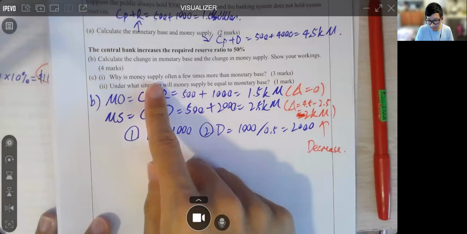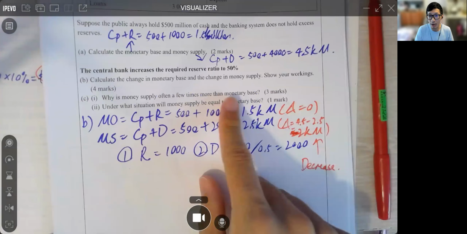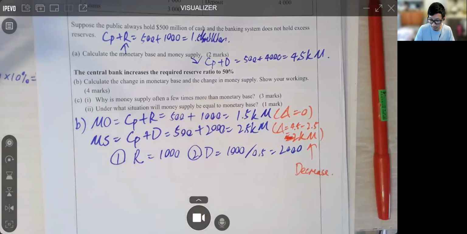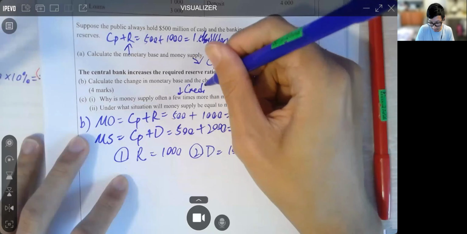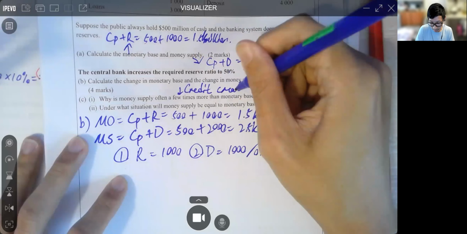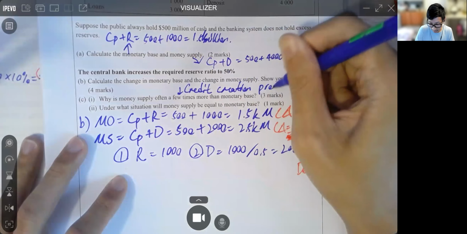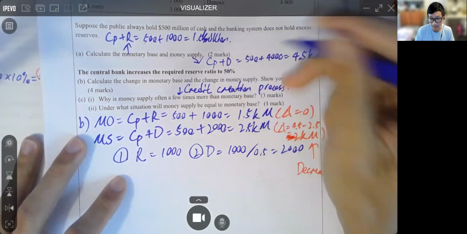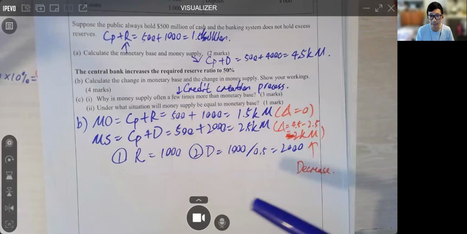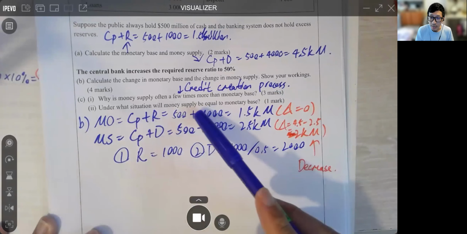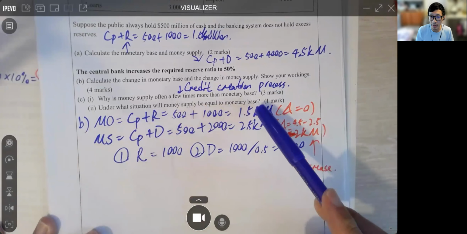Why is money supply often a few times more than the monetary base? Basically, this is the credit creation process. I won't copy it out again, okay? Basically, you copy from your textbook and your notes on the credit creation process. Under what situation will money supply be equal to monetary base?